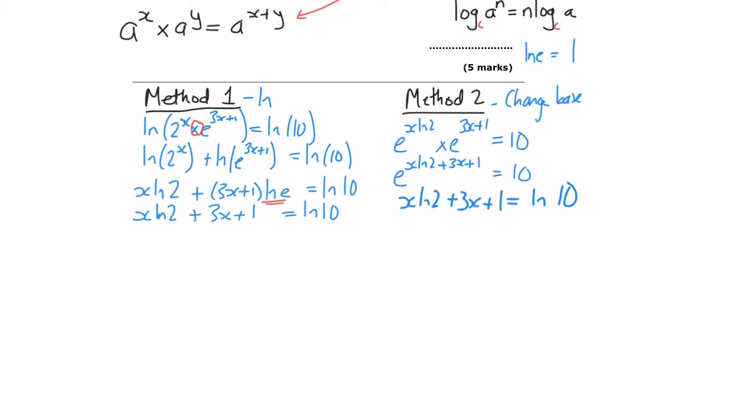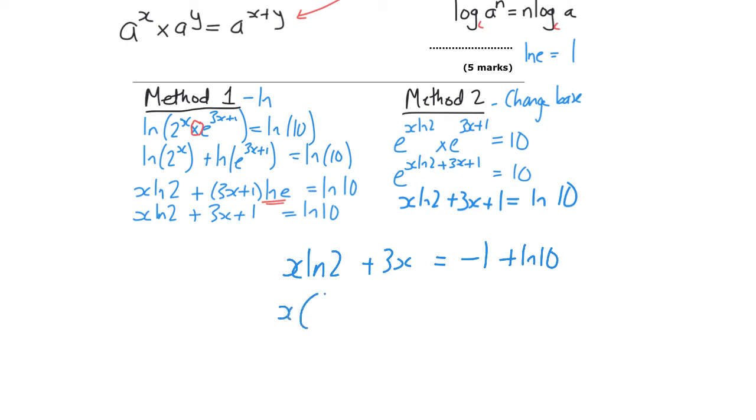So our technique here is we want to get x's all on one side. So I'm going to have x ln2 can stay, plus 3x can stay, but I'm going to subtract the 1 from both sides. So I'm going to put minus 1 plus ln 10. And remember, I'm really fussy. I like to have my numbers before the ln's. I can then factorize out an x.